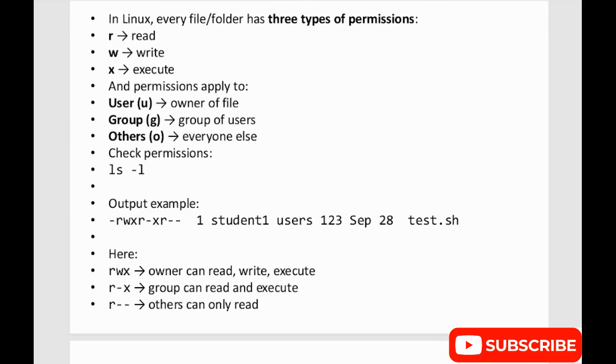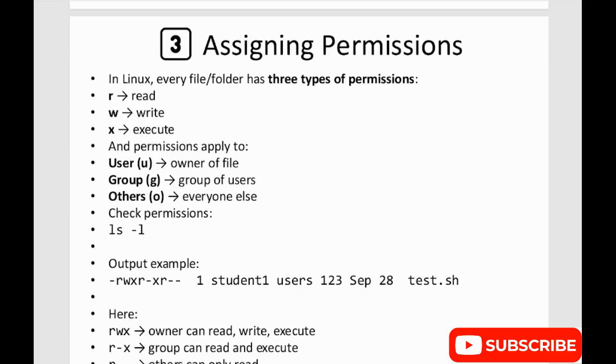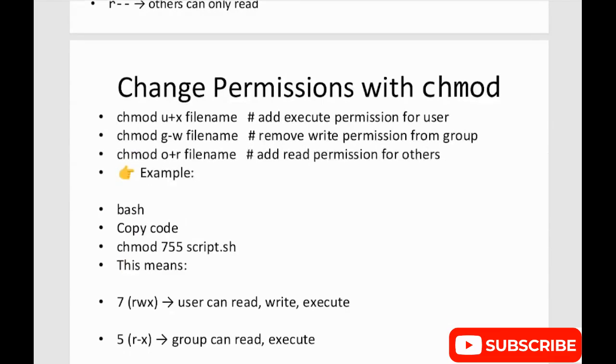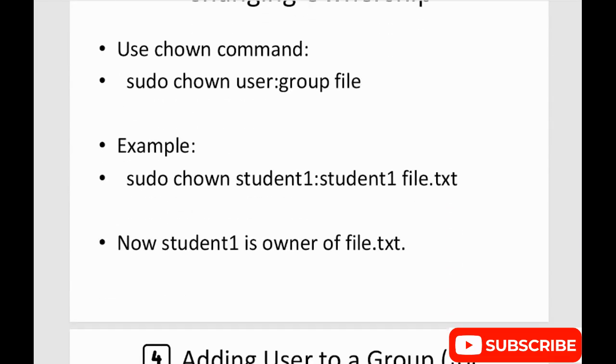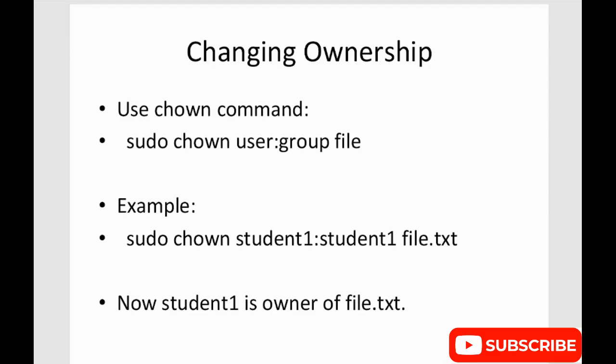Here, student one is the name of the user. So student one is the owner, and you just want to change the owner permission. Simply in this way, you can use the chown command. Keep it in mind as the simple way.